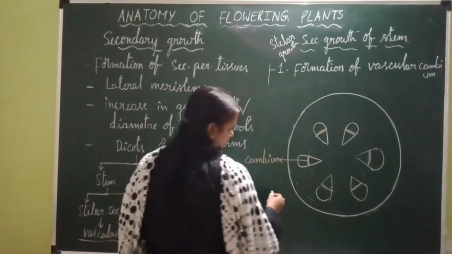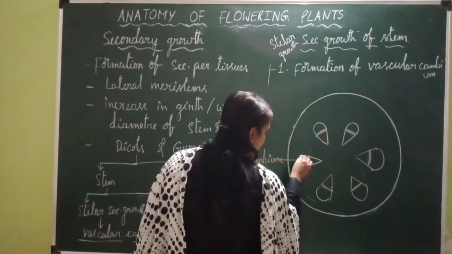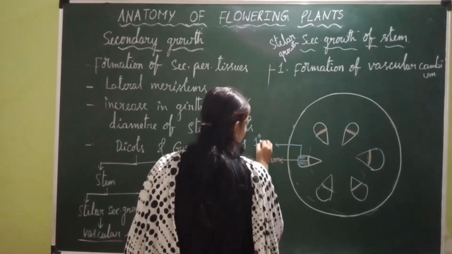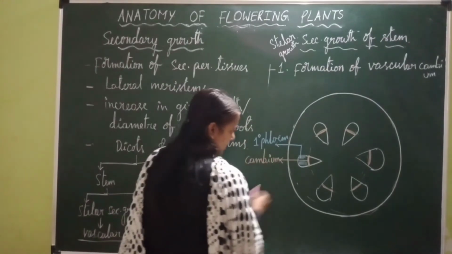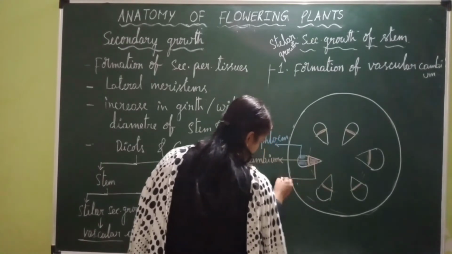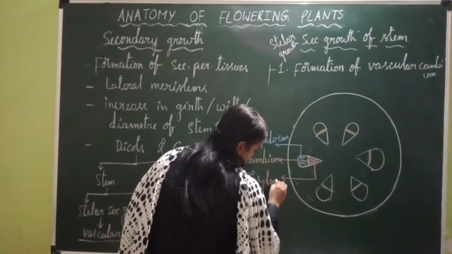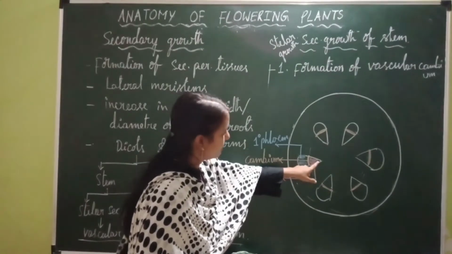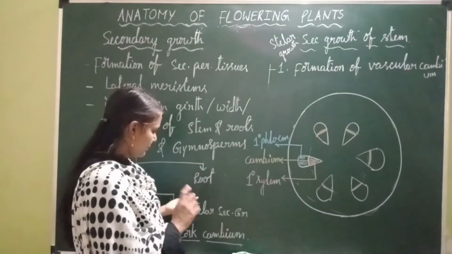Now this part is phloem. What is this phloem? Primary phloem. And now this is xylem, which is present towards the center. What is this xylem? Primary xylem. Okay. Now primary phloem, cambium and primary xylem together represent one vascular bundle present in dicot stem.